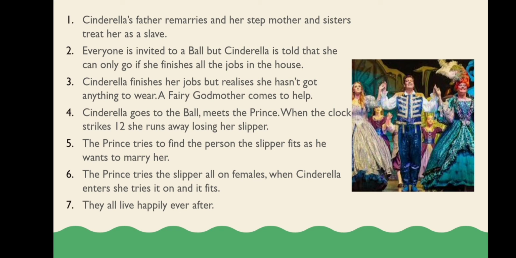4. Cinderella goes to the ball, meets the prince. When the clock strikes 12, she runs away, losing her slipper. 5. The prince tries to find the person the slipper fits, as he wants to marry her. 6. The prince tries the slipper on all females. When Cinderella enters, she tries it on and it fits. 7. They all live happily ever after.